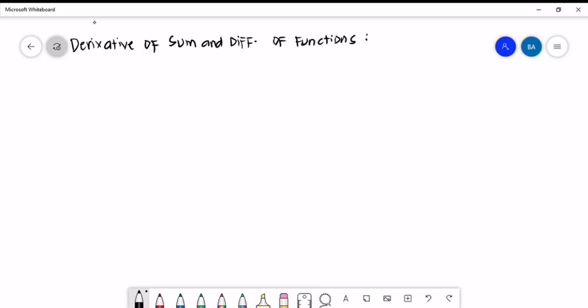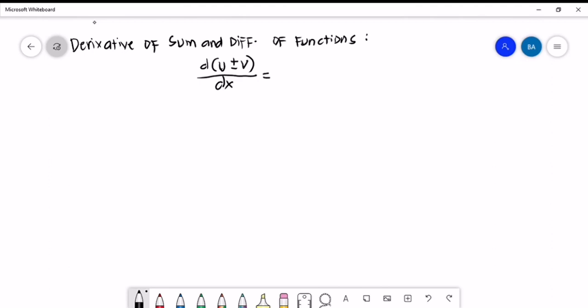Now we are going to proceed to the derivative of sum and difference of functions. So again, let's review that if we have two functions, let's say u and v, and we are going to find the derivative of u plus or minus v with respect to x.